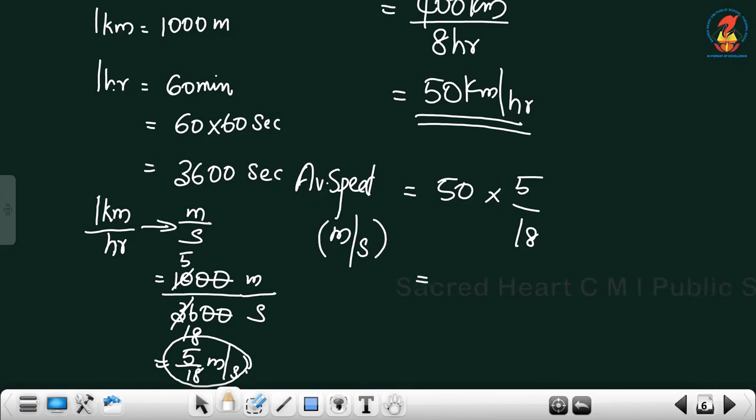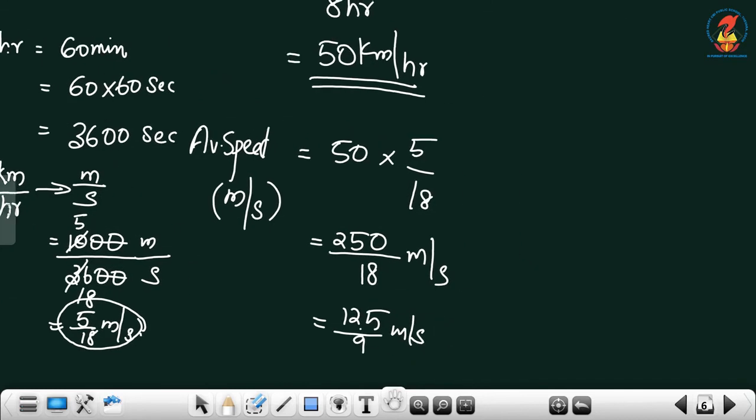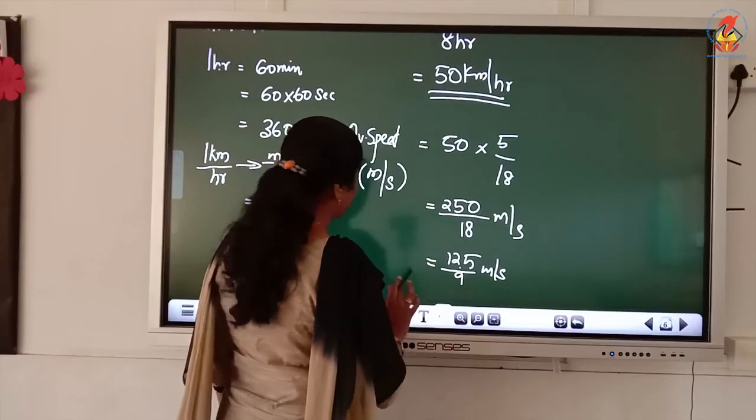When you do the calculation, you will get the answer like this. 50 into 5 is 250, divided by 18. With 2 you can cancel it. So that is 125 by 9 meter per second. That is the answer.